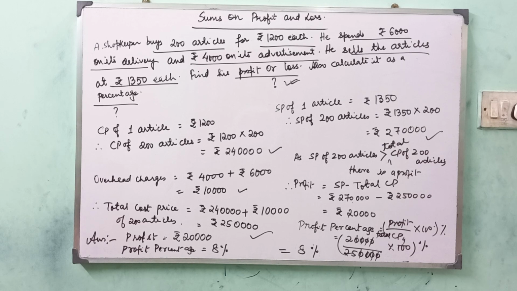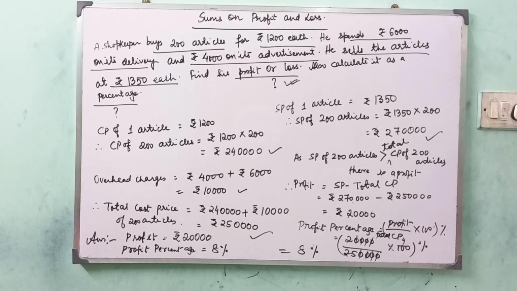Now how to calculate the profit percentage? The profit percentage is calculated by the formula profit by, here total cost price we will be using because we have used that in the formula to find the profit. So profit by total cost price into 100%. So profit is 20,000, total cost price is 2,50,000. Okay. So whenever you are writing the formula for CP, mention the total cost price, because here in place of only cost price we are using the total cost price because the overhead charges are included in that.